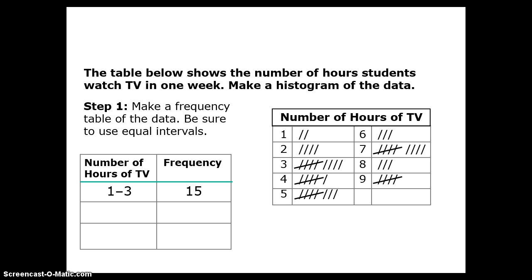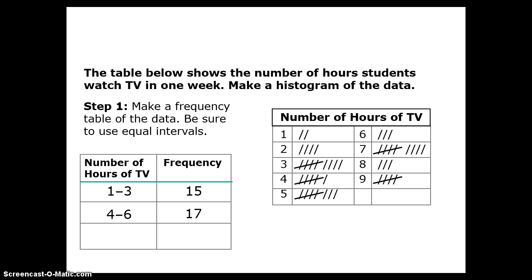Now, since I used 3 data choices and their frequencies, I have to always use 3 data choices per interval. Therefore, that means my next interval is going to be 4 to 6 because there is 1, 2, 3 categories in this interval. Again, I'm going to count up the number of tallies and find that it's 17.